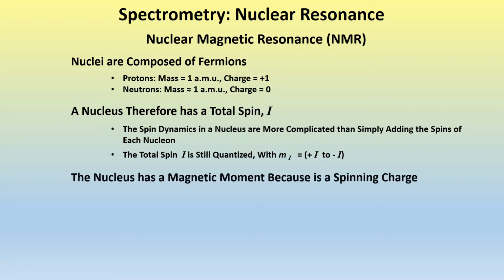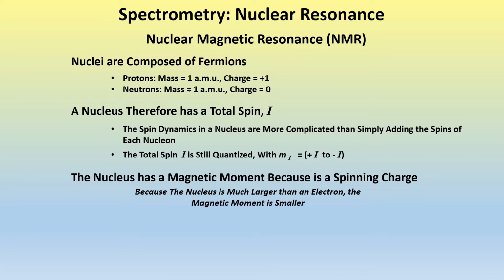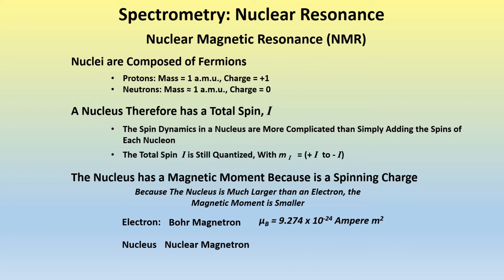Since the nucleus is a spinning charge, it also has a magnetic moment. However, because the nucleus is much larger than an electron, the magnetic moment is smaller. It is dispersed over a larger volume. For an electron, the magnetic moment is the Bohr magneton, 9.274 times 10 to the -24th ampere meter squared. For a nucleus, you have the nuclear magneton, 9.66 times 10 to the -27th ampere meter squared, a factor of 1,000 smaller.